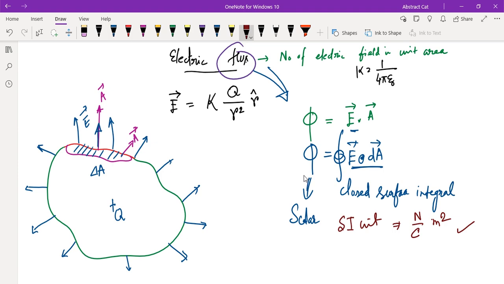Now flux can be positive, negative, and there is zero flux. Okay, the concept of positive flux is, suppose the flux is positive, it means the electric field and area are in the same direction, so theta is 0 degree. So phi equals EA cos 0, and cos 0 is 1, so E times A. So here is the positive flux.